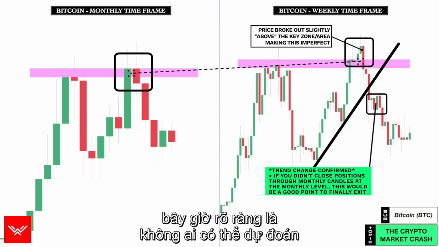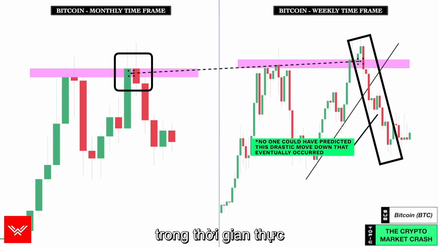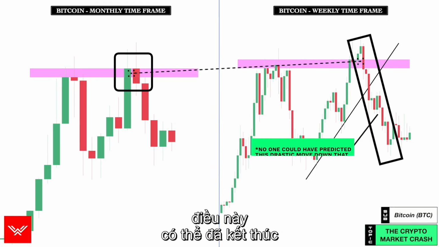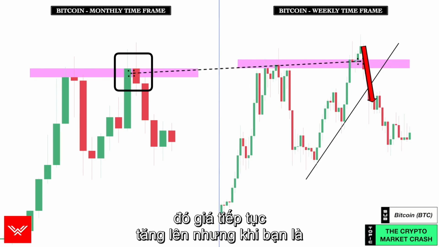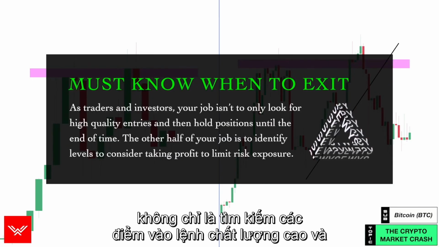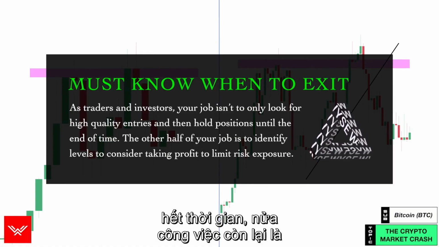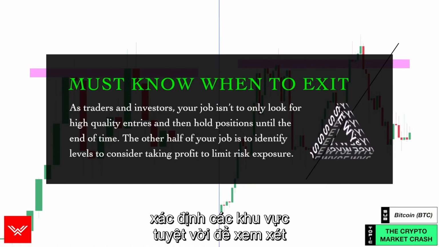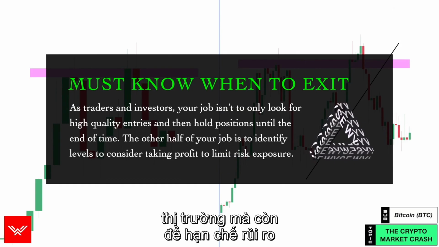Now, to be clear, no one could have predicted this drastic reversal here. In an alternate timeline, within the multiverse, this could have ended up being a slight pullback and then price continued up and to the moon. But as traders and investors, your job isn't to only look for high quality entries and then hold those positions until the end of time. The other half of the job is to identify great areas to consider taking profit, to not only pull money out of the market, but also to limit risk exposure.